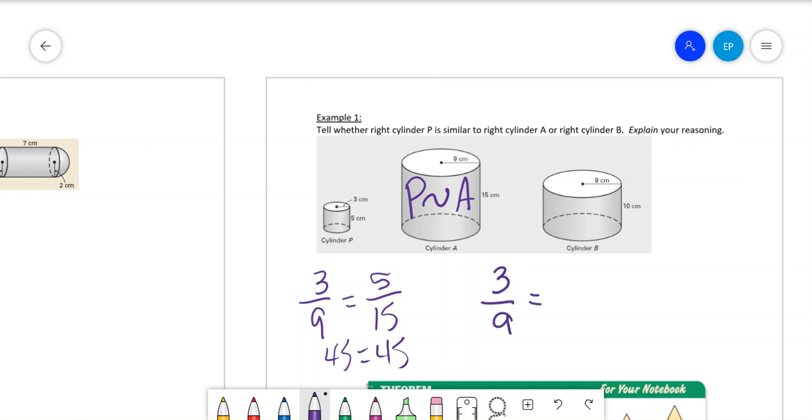Now, on P to B, I have a 3 to 9 for the radius. Did the height grow at the same rate that the radii grew? I'm going to have 5 to 10. Cross multiply, I get 30 equals 45. P is not similar to B.